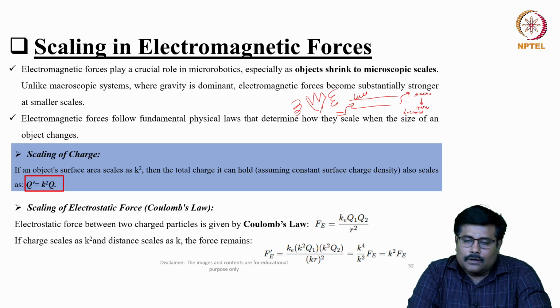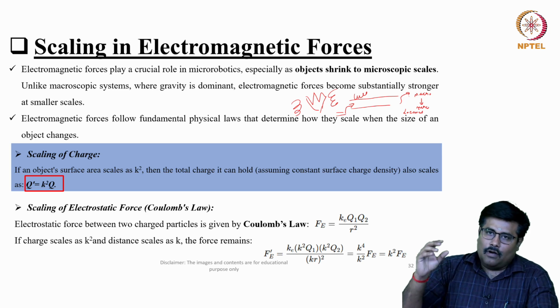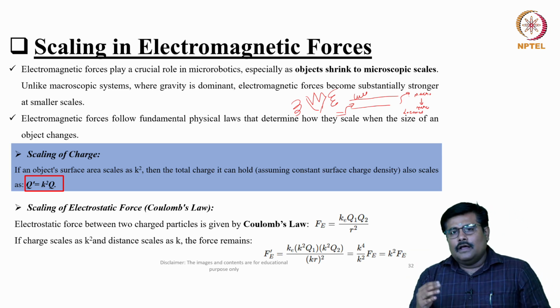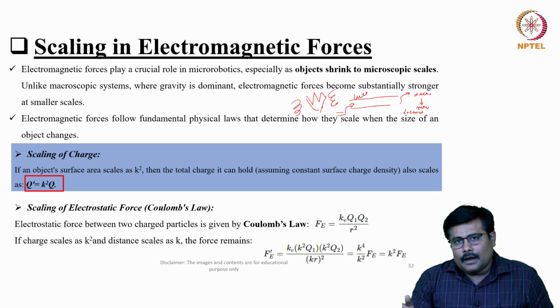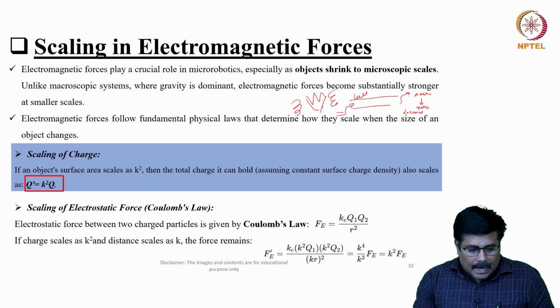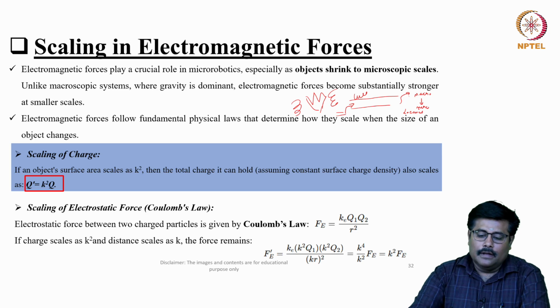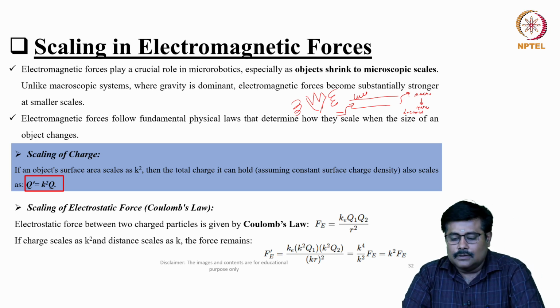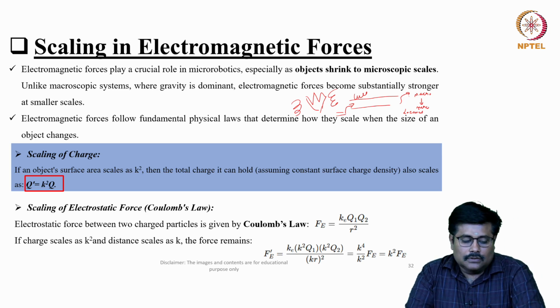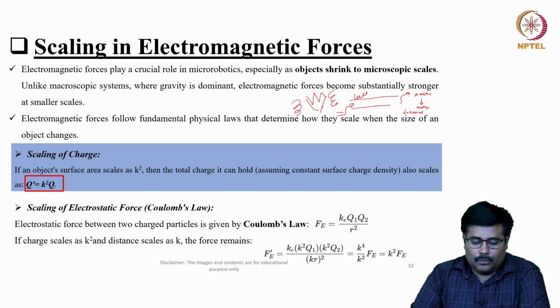When we look into these electromagnetic forces, the fundamentals follow physics laws that determine how they scale with the size of an object, which is one of the key functionalities we will take up for micro robotic design and development. When we look into the scaling laws for charge, if an object's surface area scales as k squared, then the total charge it can hold, assuming a constant surface charge density, also scales, which we can represent as q' = k squared.